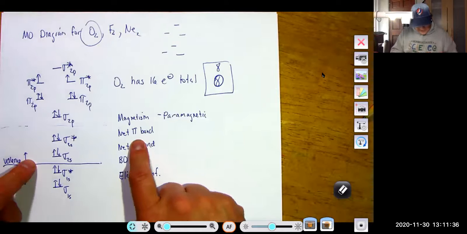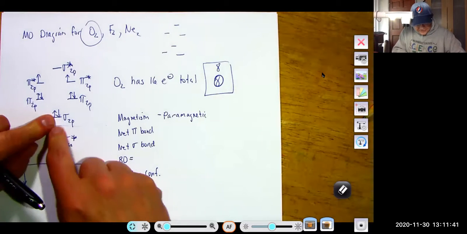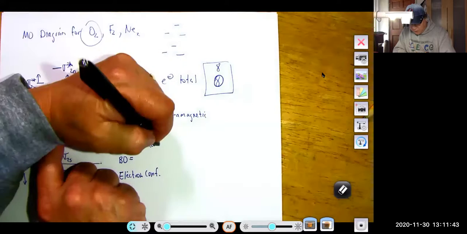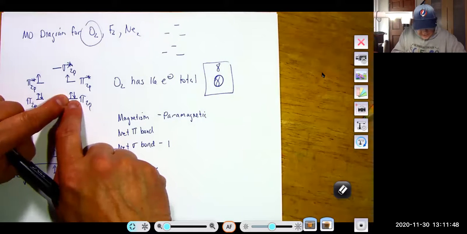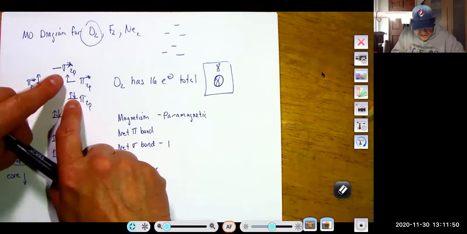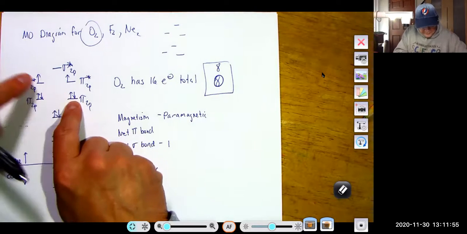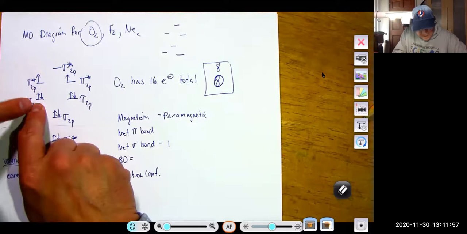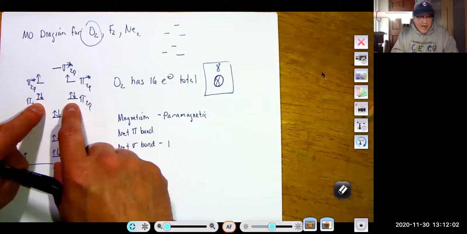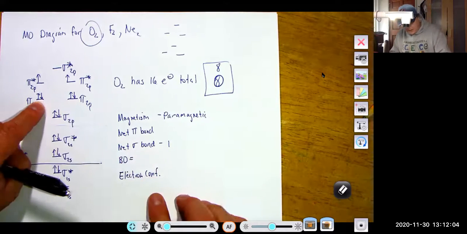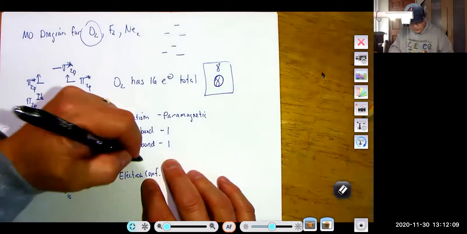Net number of pi bonds. These two cancel, these two cancel. This does not cancel, so we've got a net of 1 sigma bond. Here, half of this cancels, so that's half of a pi bond. Here, this would be a bond, but half of it cancels. So that's half of a pi bond. Half of a pi bond and half of a pi bond make 1 pi bond total. Bond order is 2, 1 plus 1.